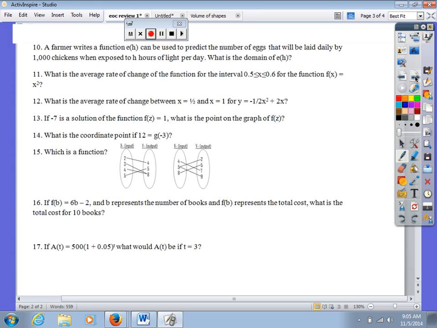Okay, next. Number 10, a farmer writes a function, e of h, can be used to predict the number of eggs that will be laid daily by 1,000 chickens when exposed to h hours of light per day. What is the domain? What did I tell you was always domain? Time. So since time is always domain, I'm talking about hours of light. How many hours of light do we have in a day? Well, we don't have 24 hours of light. We have about 12, right? So I'm just going to say, what's the domain? It would be 1 to 12 hours.